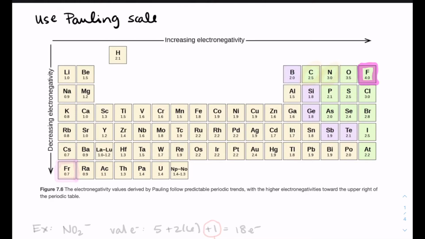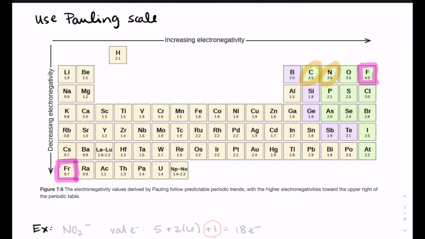And the other things I have circled on here, I've got carbon, nitrogen. You can see where if you go left to right across this row, even the ones I don't have circled, boron at 2, carbon at 2.5, nitrogen at 3, we're increasing as we go left to right. So you'll want to look at these numbers when you're putting formal charges on and deciding which structure is the best.